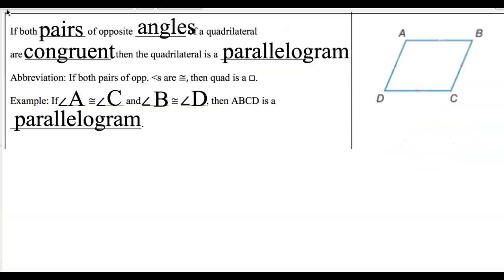The next theorem has to do with the angles. It says if both pairs of opposite angles of a quadrilateral are congruent, then it is indeed a parallelogram. So for this one, we have that angle C and angle A are congruent, and angle D and angle B are congruent. So just like in the previous one, which had two pairs of opposite sides, this one is two pairs of opposite angles.